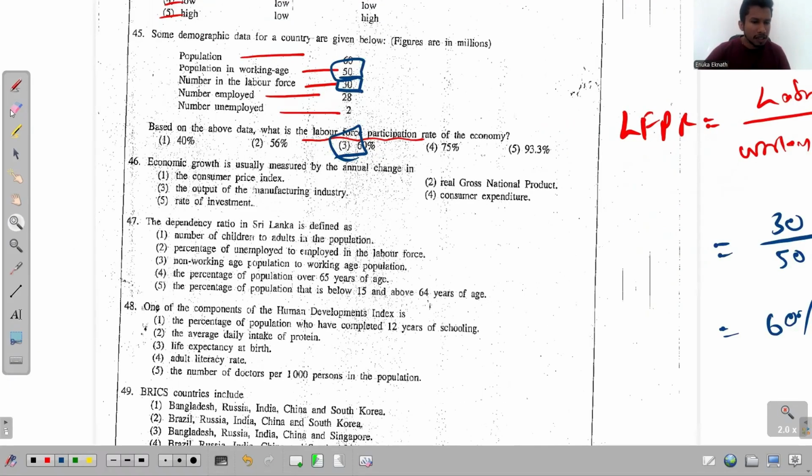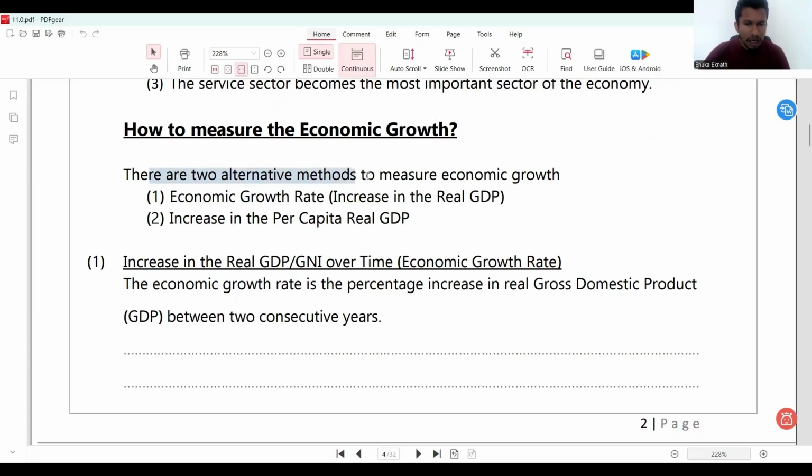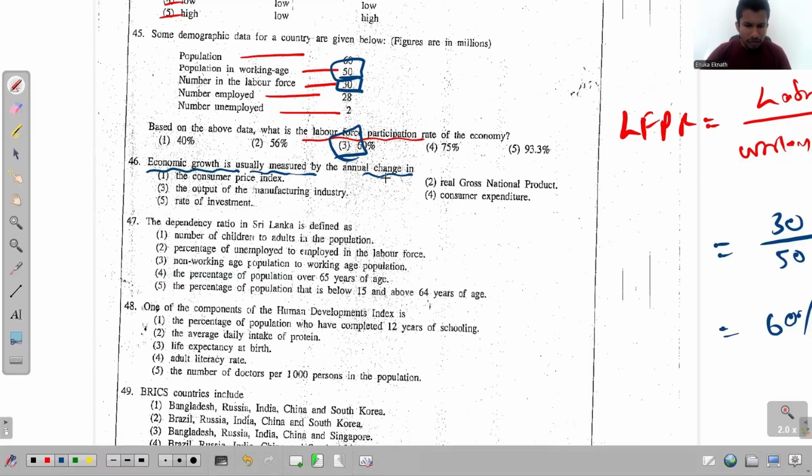In question 46, it says economic growth is usually measured by the annual change in. So it is measured from the annual change of what? Do you remember that? So there are two alternative methods to measure economic growth. The first one is through economic growth rate, if not through calculating increase in the real GDP. The other one is through calculating the increase in the per capita real GDP. So one of these.